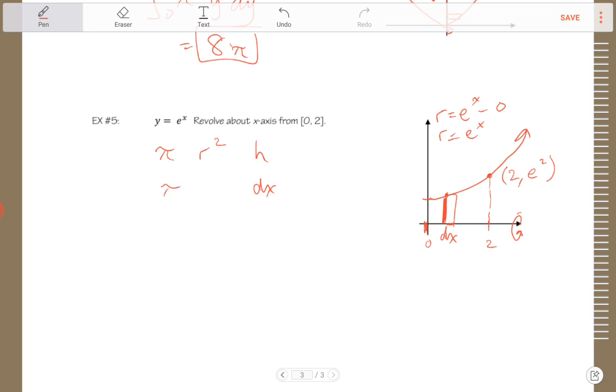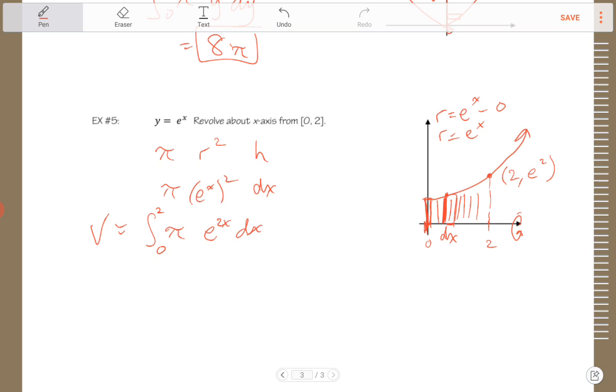We're going to get pi times e to the x squared, which is the same thing as pi times e to the 2x dx. And we need to integrate this from, let's think, we want the leftmost rectangle starting at a value of 0, and we're going to have all those rectangles go until, that's right, 2. Okay, so our volume is equal to the integral from 0 to 2 of pi e to the 2x dx.